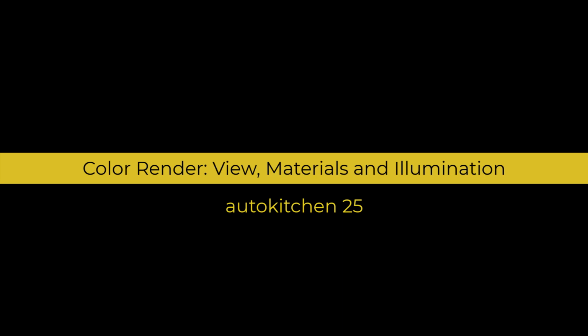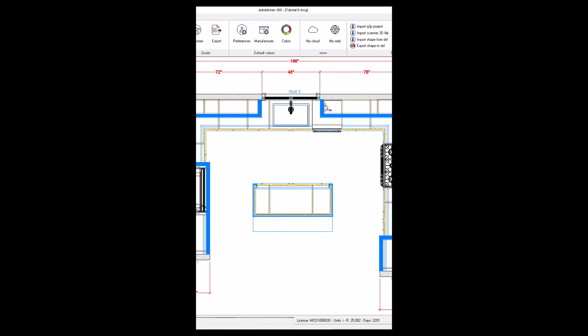Auto Kitchen 25 Tutorials. Tutorial number 6. Color Render, View, Materials, and Illumination.